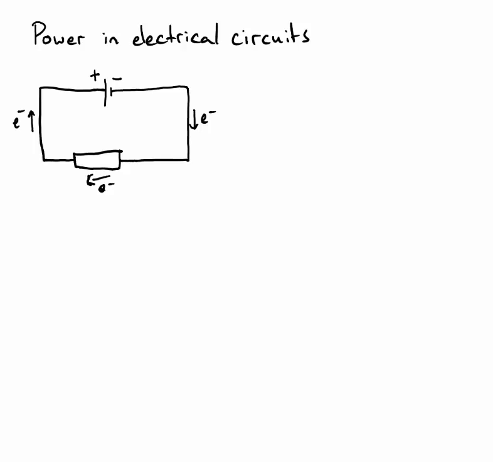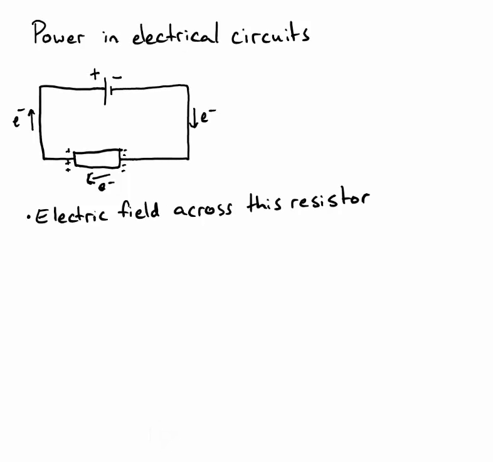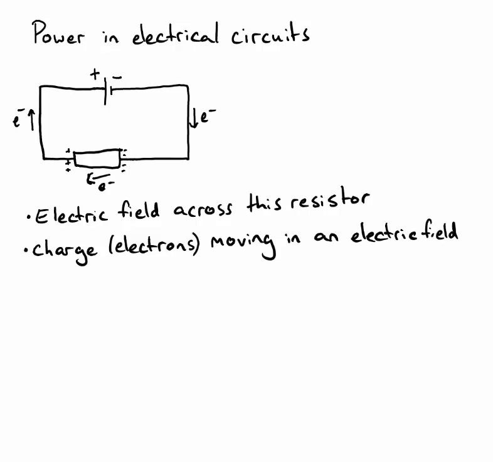So there is an electric field across this resistor. And we can draw the electric field in there. Again, plus and minus, that's the way the electrons are being attracted to the positive and repelled from the negative. So what we have here is a situation of a charge moving in an electric field. Of course, what do you get when you have a charge moving in an electric field? Well, work is being done on this charge.